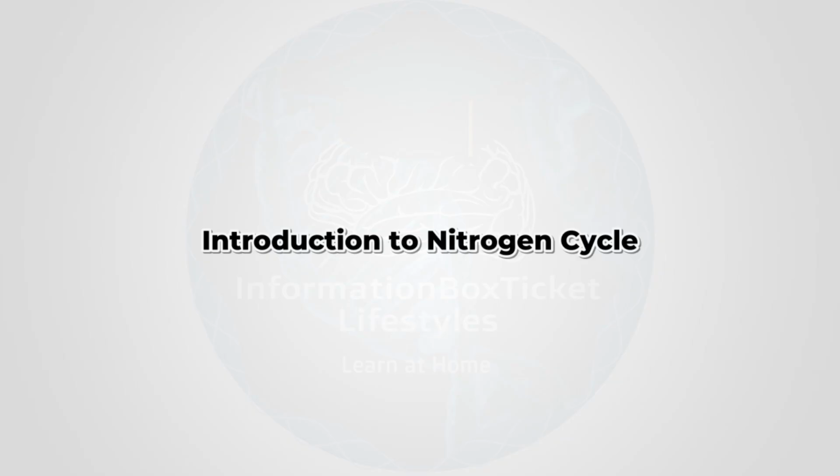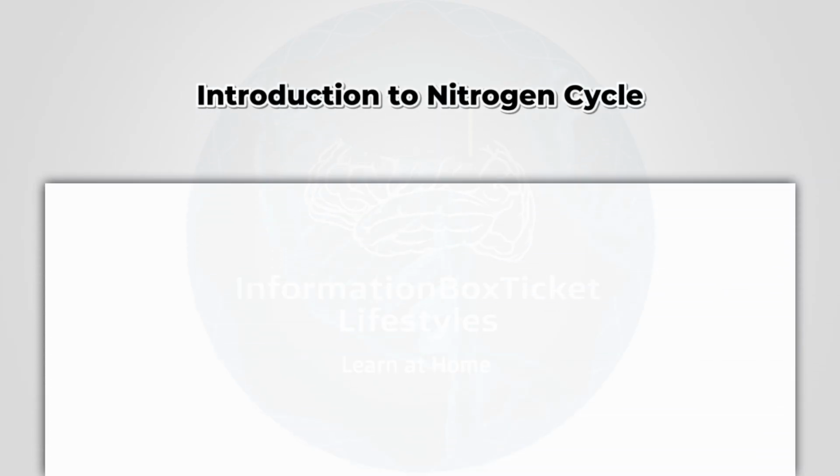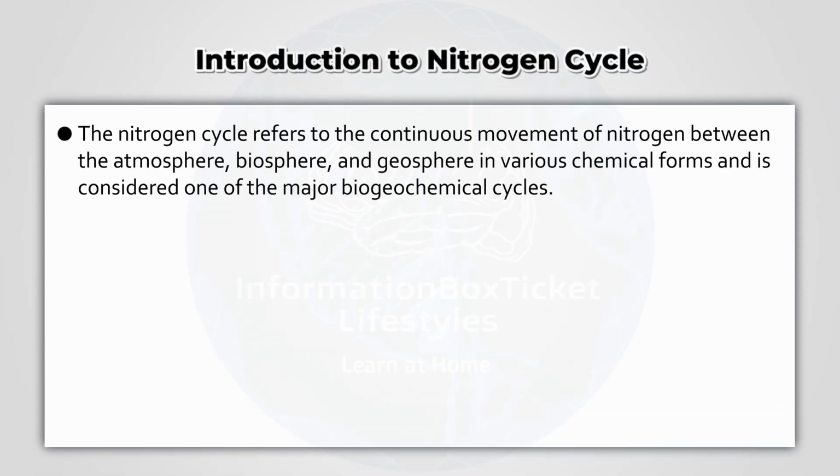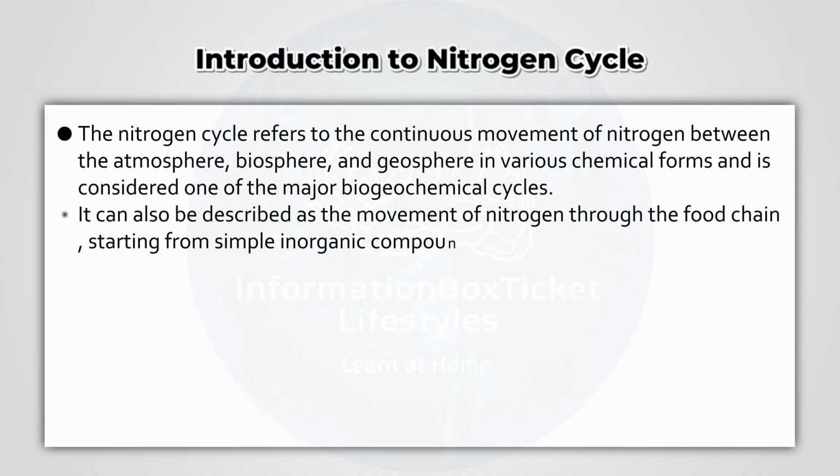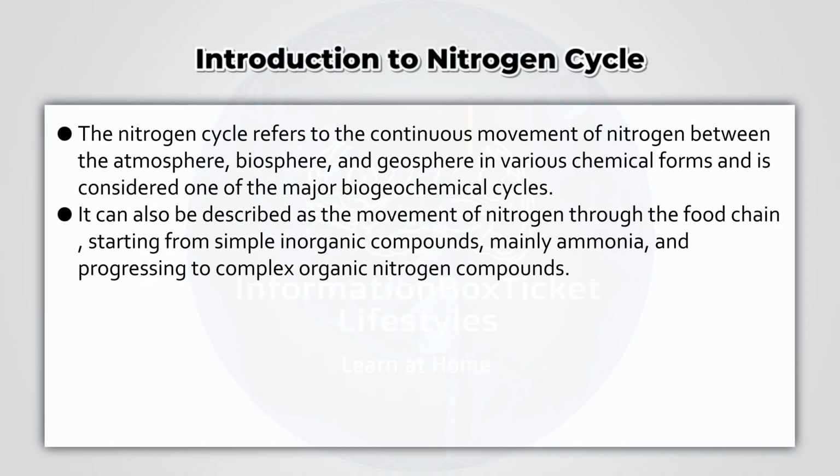Introduction to nitrogen cycle. The nitrogen cycle refers to the continuous movement of nitrogen between the atmosphere, biosphere, and geosphere in various chemical forms, and is considered one of the major biogeochemical cycles. It can also be described as the movement of nitrogen through the food chain, starting from simple inorganic compounds, mainly ammonia, and progressing to complex organic nitrogen compounds.